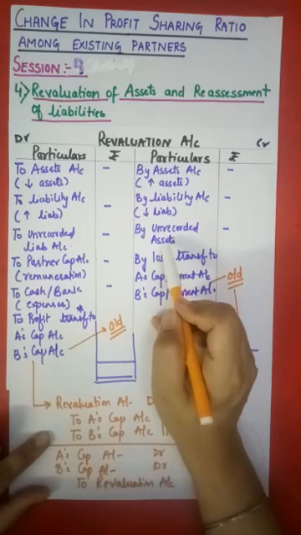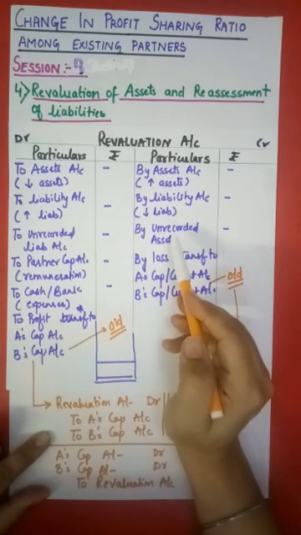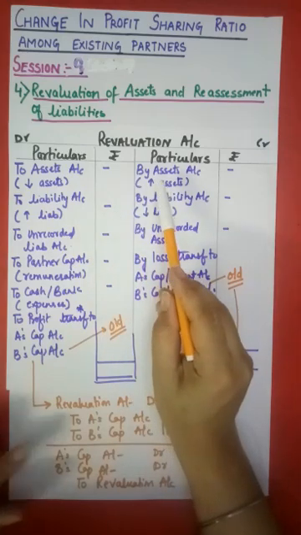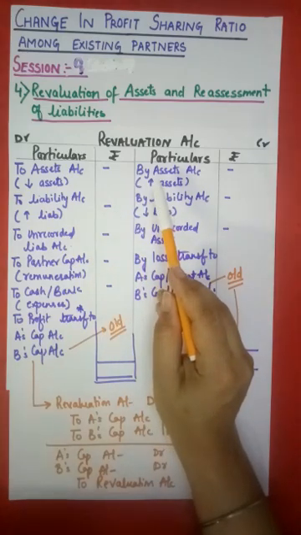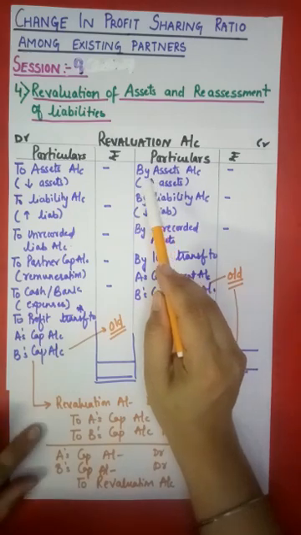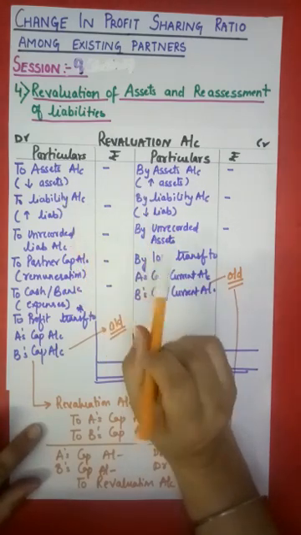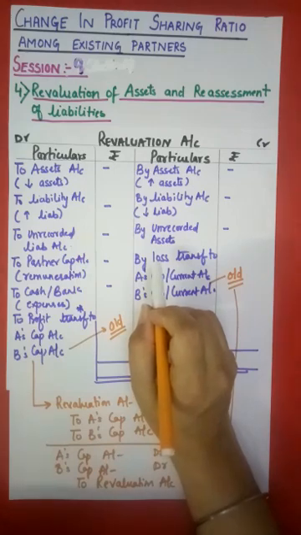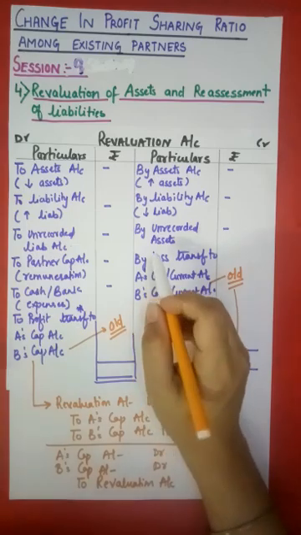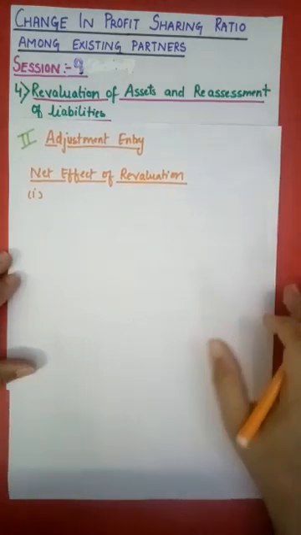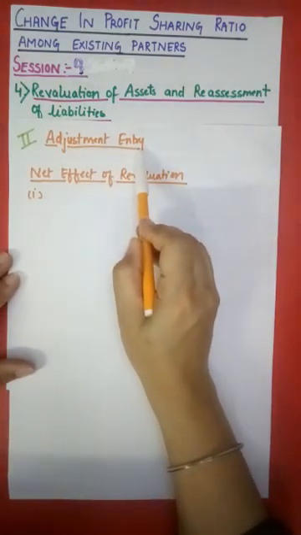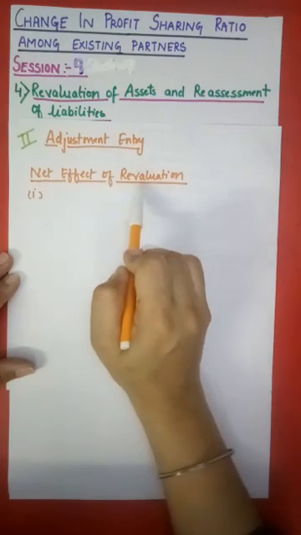But what happens if the partners decide not to show the increased or decreased value of an asset? They do not want to show the change or the revised value of their assets and liabilities in the new balance sheet. Then in that case, the value of the assets and liabilities will not be changed. They will be shown in their old values, but the adjustment entry is passed and the net effect of revaluation is calculated.